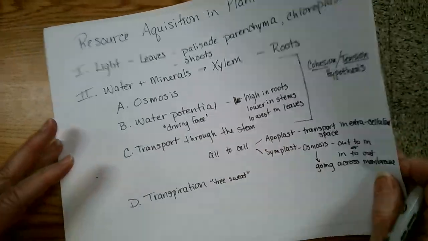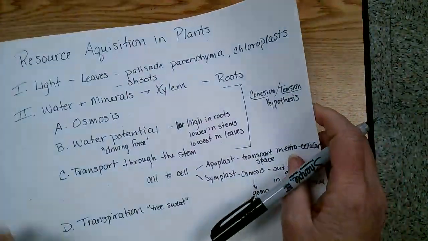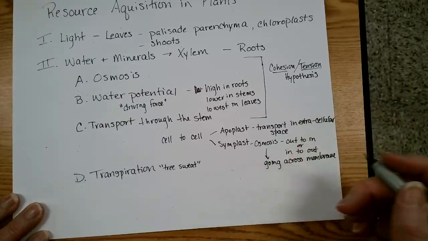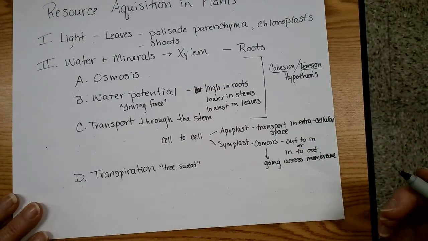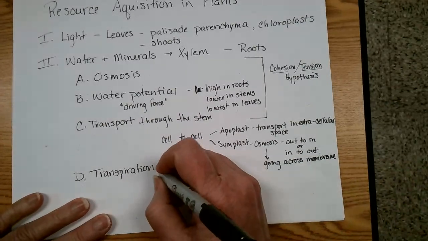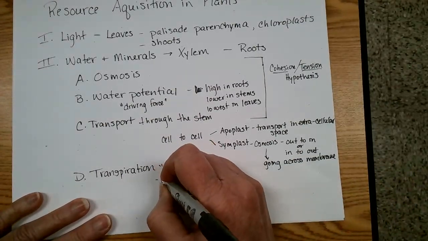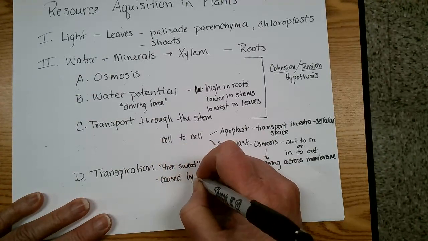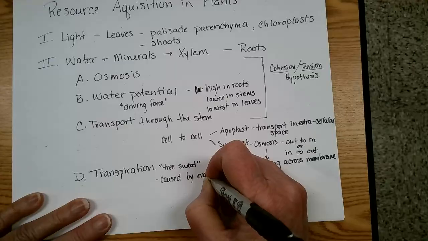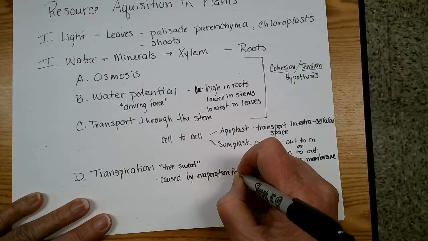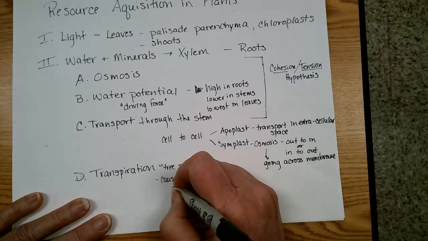When the leaves release water, that's called transpiration. But what's causing it? Evaporation. So transpiration is caused by evaporation from the leaves.